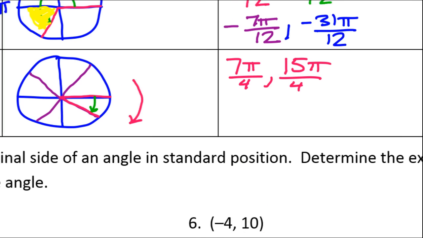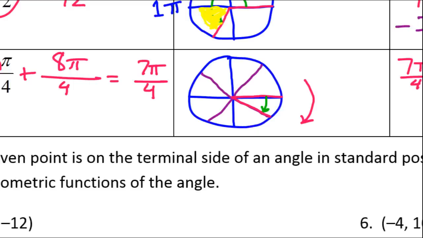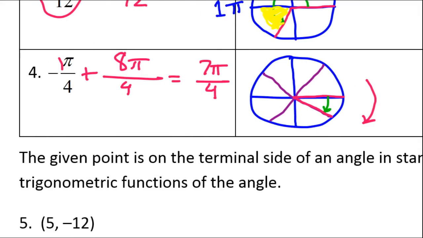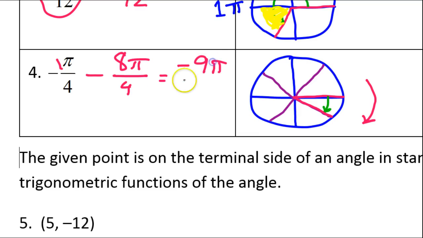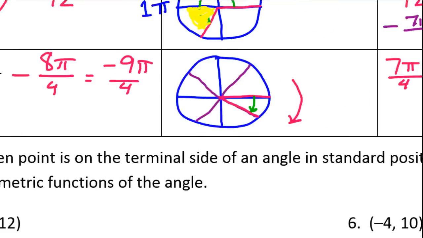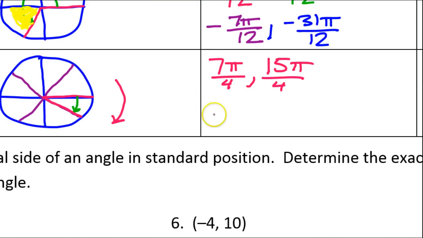Now if I want negative coterminal angles, I need to subtract instead of add. So I'm subtracting 2 pi, and we've already seen that 2 pi is the same thing as 8 pi over 4. So this is like negative 1 pi and negative 8 pi. So that's going to make negative 9 pi over 4. So that is a negative coterminal angle.